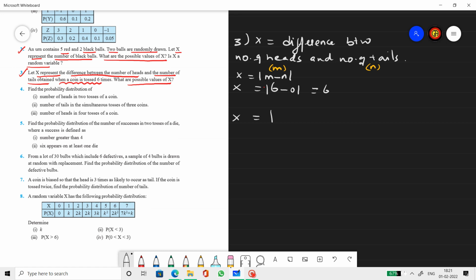Next one, I get 5 heads and 1 tail. So x is 4. Then I get 4 heads and 2 tails. So that is 2. Then I get 3 heads and 3 tails. So x is 0. And then onwards I'll decrease m and increase n. Anyway the outcome will be the same only. I'll be getting 2, 4, 6 again. Since it's modulus, whether it's m minus n or n minus m, it's just one and the same. So we stop it here. So possible values of x are 0, 2, 4 and 6.